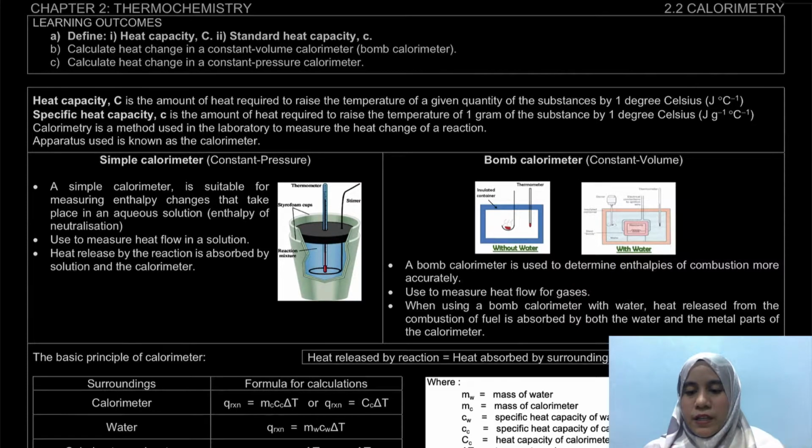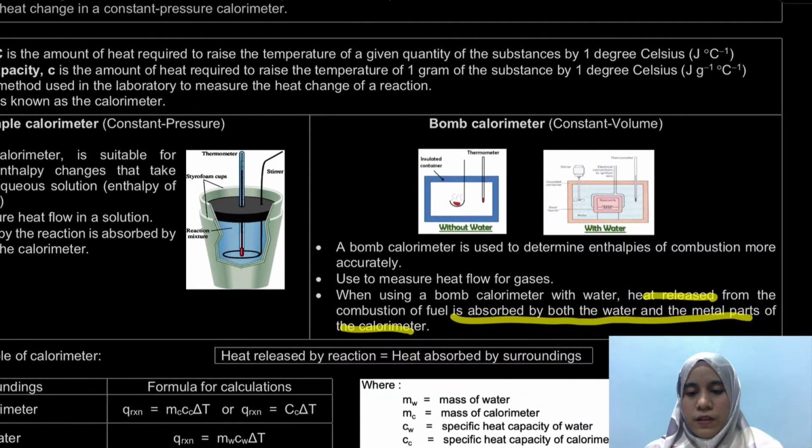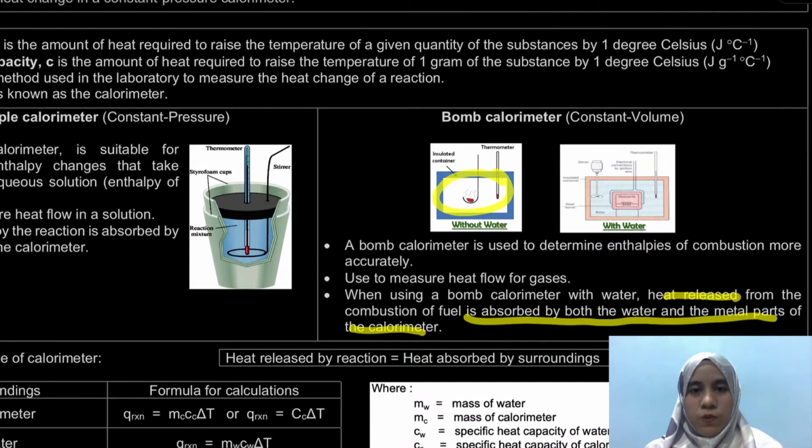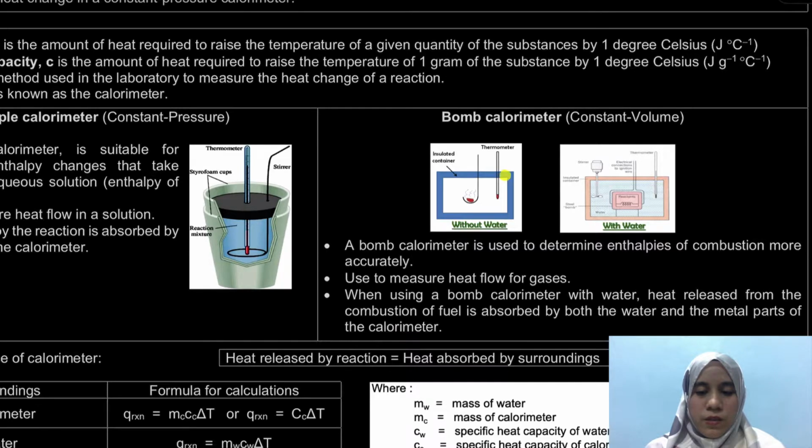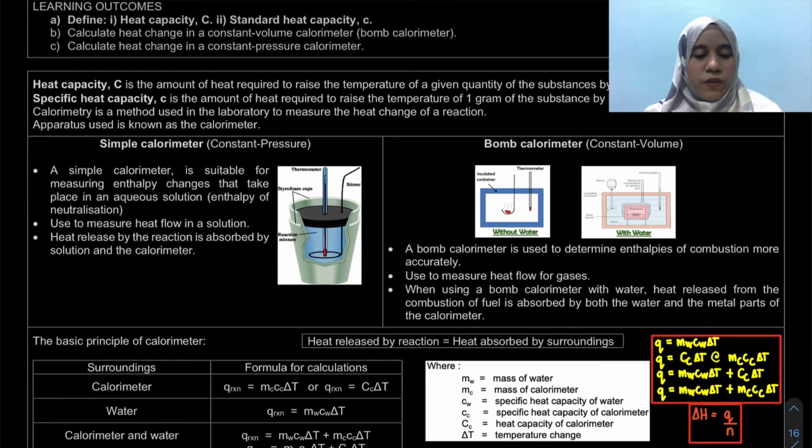The heat released is absorbed by both the water and the metal parts of the calorimeter. So for example, for combustion without water, the heat from the system is absorbed by the surrounding, which is only the calorimeter. In this case, with water, our surrounding is not only our calorimeter, we also have our water. Okay, so that is the types of calorimeter.